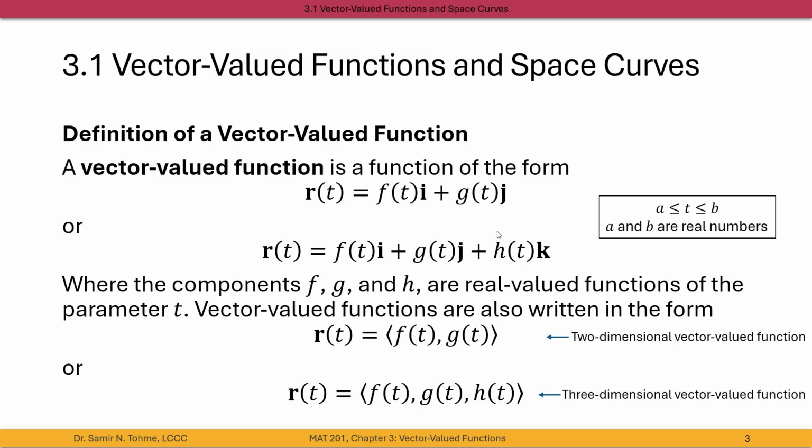In 3D, we will add a third component, which is the k unit vector pointing in the z direction, and a real function h. So we can say that the components f, g, and h are real valued functions of the parameter t. The vector function r is written in linear combination form. We can write it in component form as such, and this is the x component, y component, and z component for the vector function r.